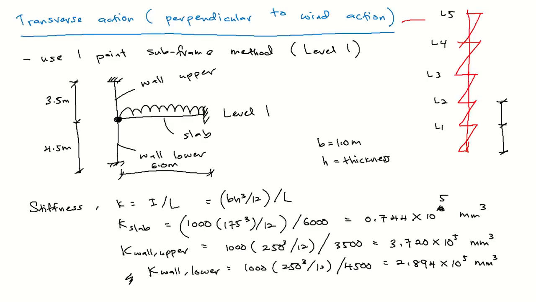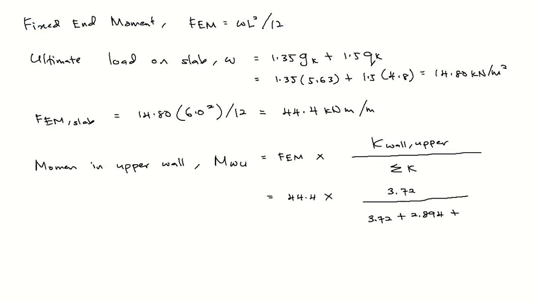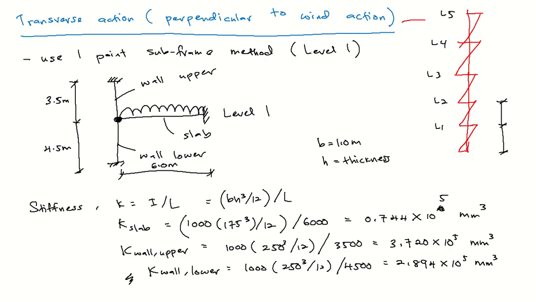Okay, for slab, for the simplified subframe, method number 2 and method number 3, for slab we just take half of the K of the slab. Just half of the K, plus 1 over 2 times 0.744.